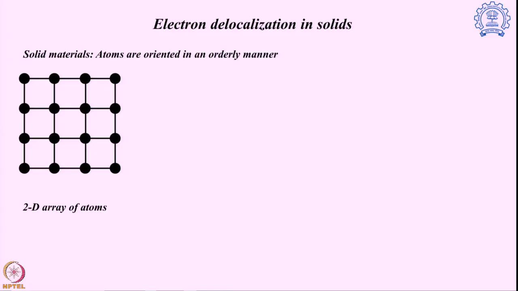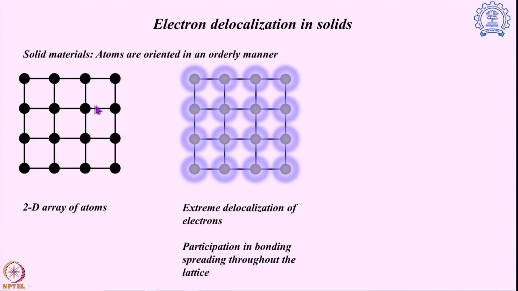So first, we start with a solid material. A solid material is different from a gas or liquid, because in those states, electrons and atoms are free to move. Whereas in the solid state, the positions of the atoms are quite stable. Here, I am showing you the structure of a two-dimensional material.